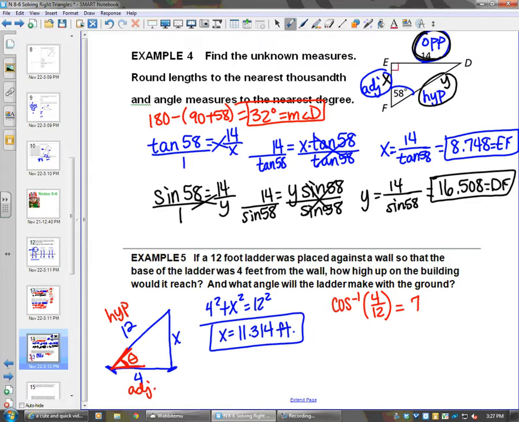Okay, and go ahead and round that to the nearest degree, and what do you get? 71 degrees. Good.